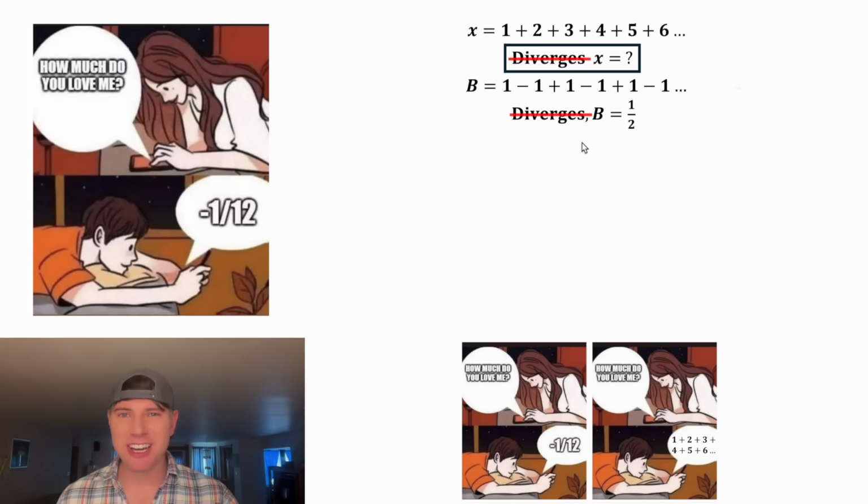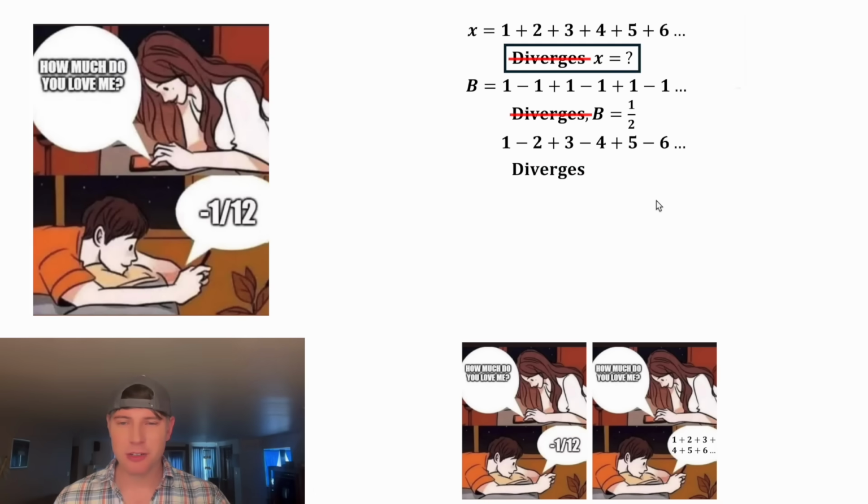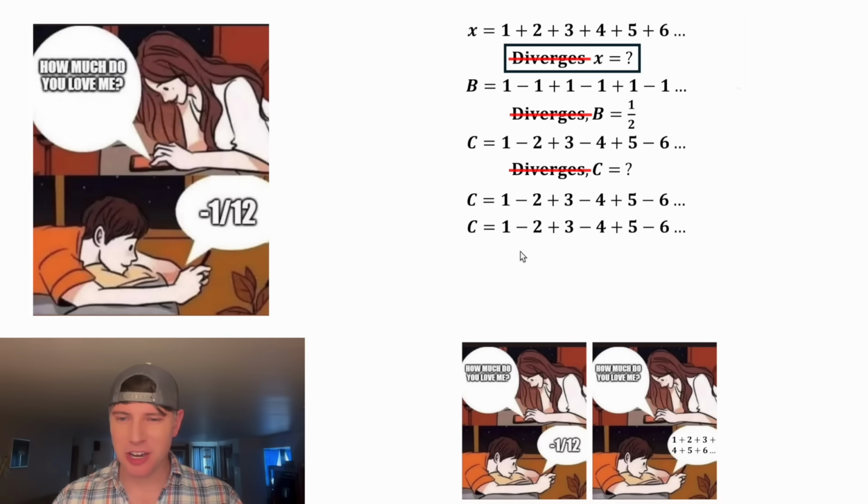Now let's try one that's kind of a combination of both of these. 1 minus 2 plus 3 minus 4 plus 5 minus 6 and so on. This will also diverge. It'll go from a large negative to a large positive to a large negative to a large positive going on forever. It won't converge to a single number, it diverges. But for the fun of it, let's pretend it doesn't diverge and let's set it equal to something, let's say c. And let's figure out what c would equal. Let's copy down the c and let's copy it down one more time. If we scoot this over and put a 0 in here, nothing has changed.